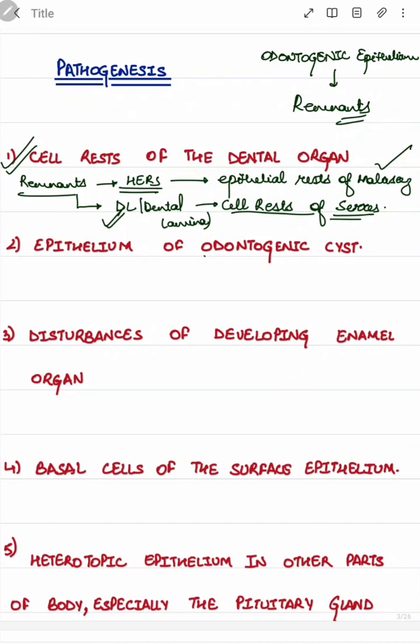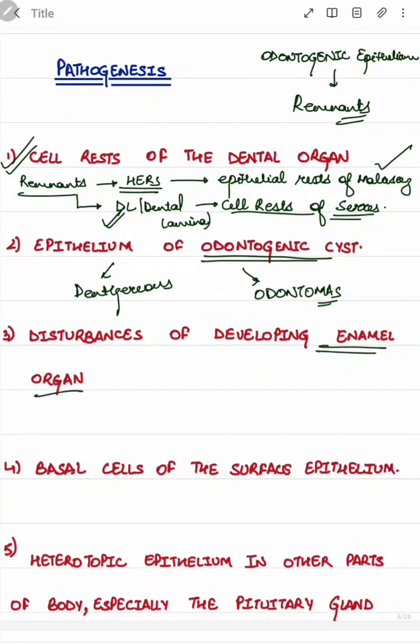Second point is epithelium of the odontogenic cyst. So the epithelium of some of the cysts, such as dentigerous cyst or the odontomas, can convert into the ameloblastoma. Now, as we know that ameloblastoma is basically a neoplasm of enamel organ type of tissue, so any disturbance in the developing enamel organ can give rise to ameloblastoma. The fourth point is basal cells of the surface epithelium. So the cells of the surface epithelium can also give rise to ameloblastoma.